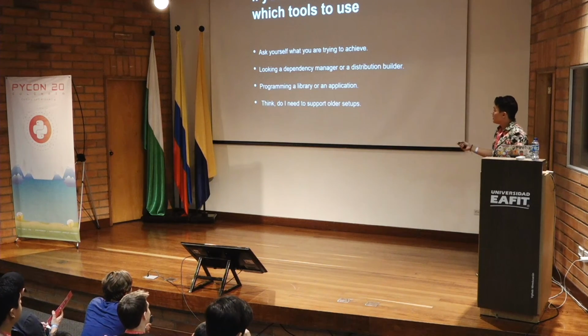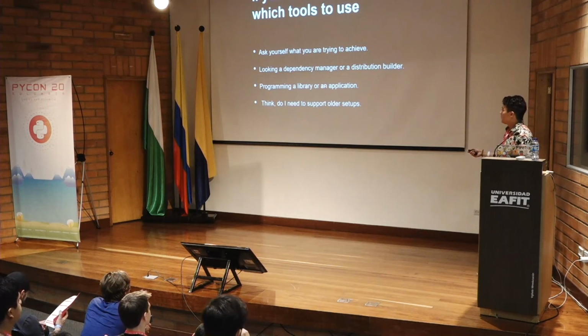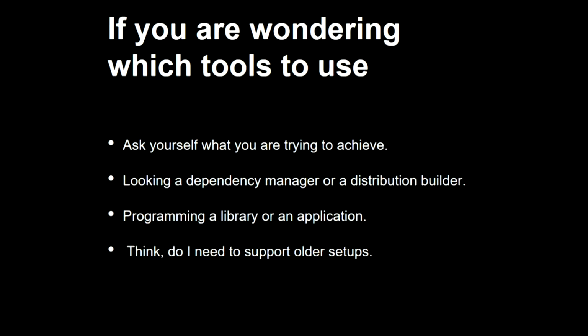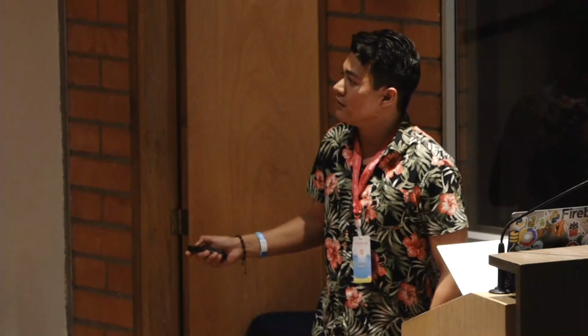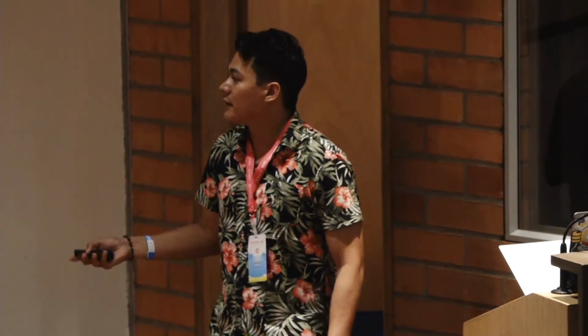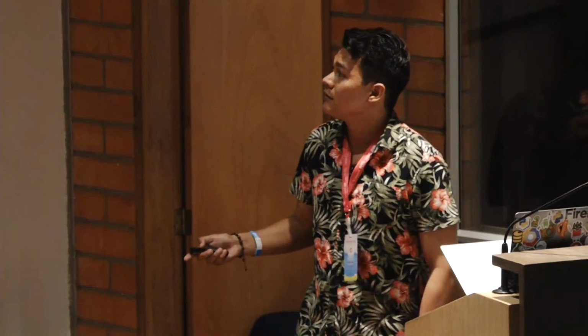If you are programming a library or an application, whether you are just building a simple module for your company or for everyone over the internet, or making something that you want to put on the internet that will be used by thousands and thousands of users, think about it. Also think if you need to support other setups, in this case Python 2.7 or operating systems that are very, very old. So think about it.